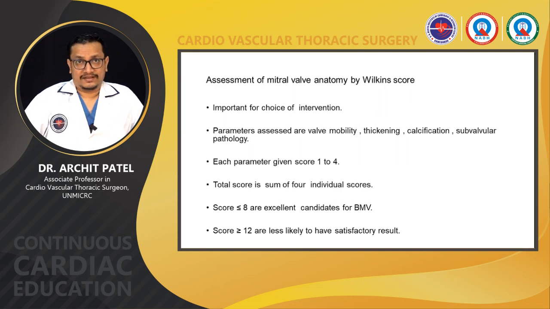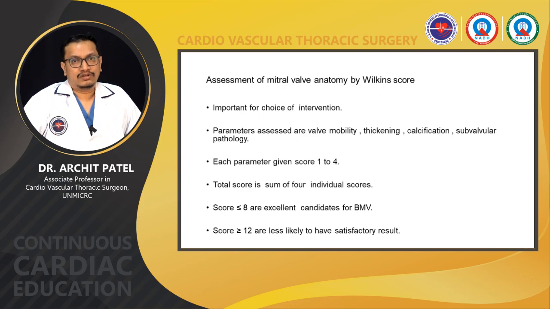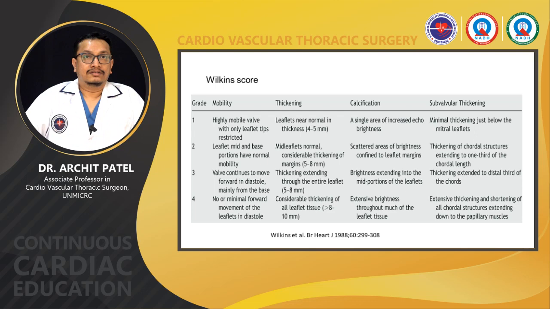Assessment of mitral valve by Wilkins score is important for choice of intervention. Parameters assessed are valve mobility, thickening, calcification, and subvalvular pathology. Each parameter has been given a score from 1 to 4. Total score is the sum of the 4 individual scores. A score less than or equal to 8 is an excellent candidate for BMV, whereas a score more than or equal to 12 is less likely to have a satisfactory result. This is a chart showing the Wilkins scoring system.